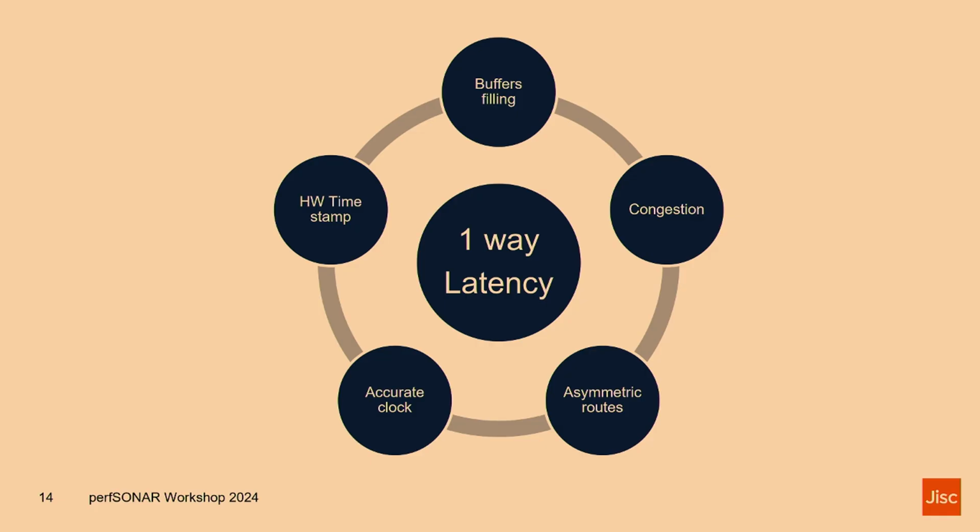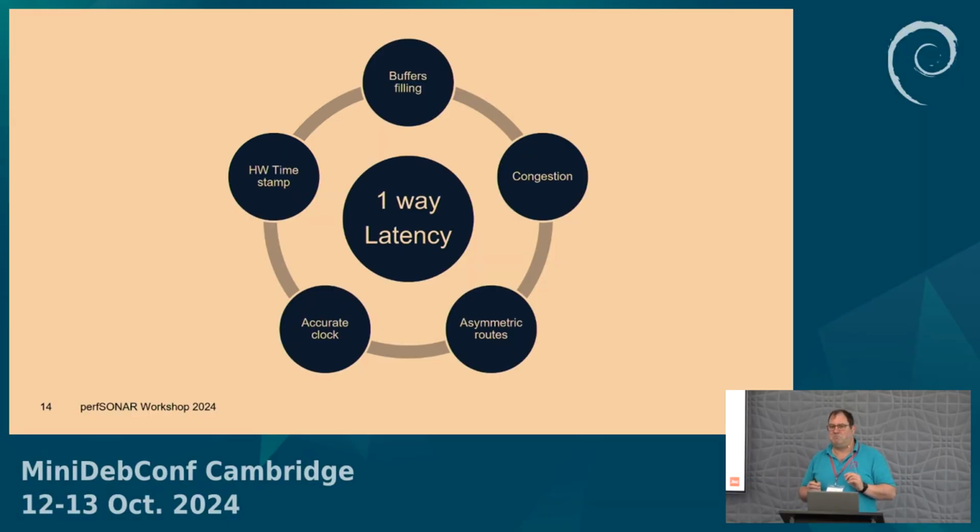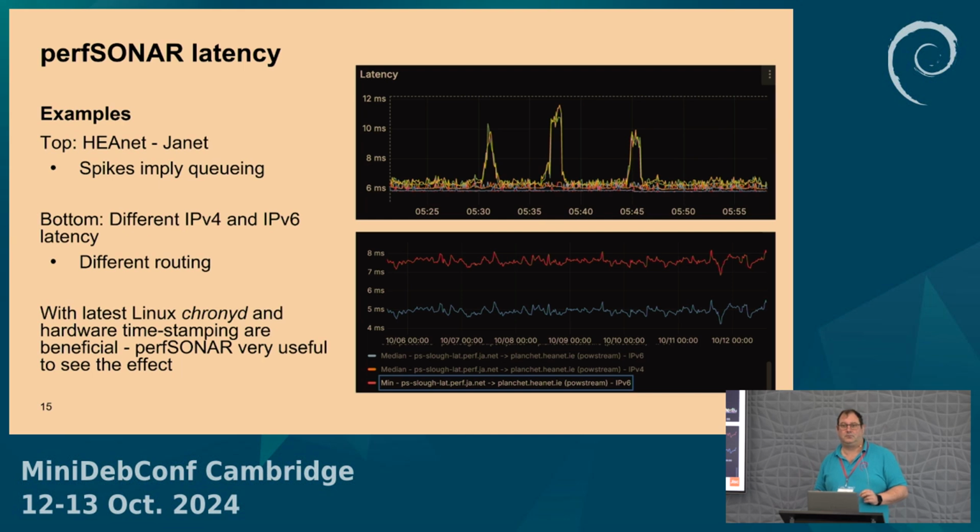So one-way latency, which perfSONAR can measure. The other thing you can measure is performance problems before they become a performance problem. So you can measure buffers filling and congestion, even before you get packet loss. You can pick out asymmetric routes, but to do that, you need to have an accurate clock, and you want, therefore, hardware timestamping.